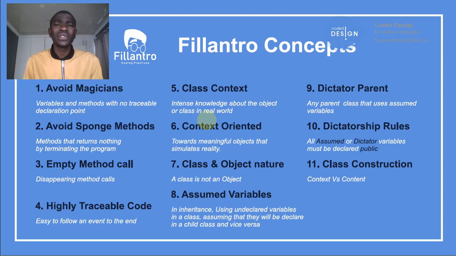Point number 5, class context. Let's talk about object-oriented programming. Object-oriented programming is about creating classes and the corresponding objects. However, if you are too technical about it, you understand how to create classes, methods, properties and default constructors and all those things, and you can instantiate objects, and you end there, that will mean that you only got the mechanics of object-oriented programming.